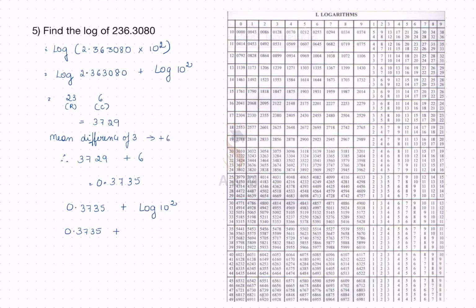Log 10 to the power 2 is nothing but log 10 to the power n. Log 10 to the power n is nothing but n itself. So here n is what? 2. So here log 10 to the power 2 is nothing but 2. 2.3735. So these are all the logarithm sums. Let's look into anti-logarithm sums.